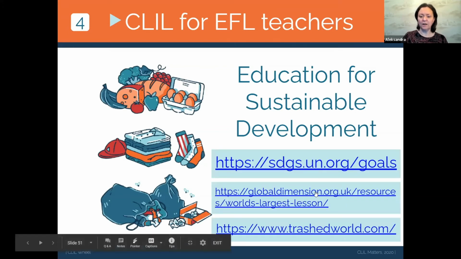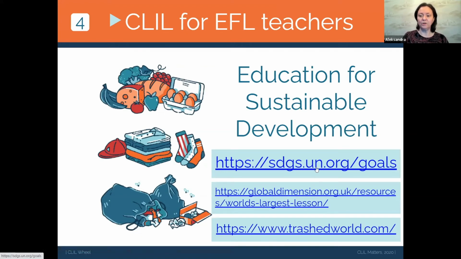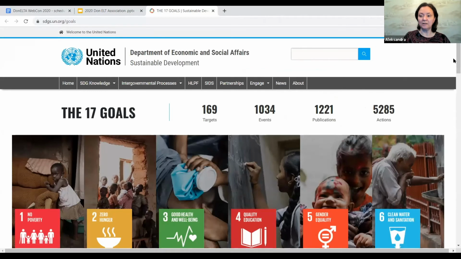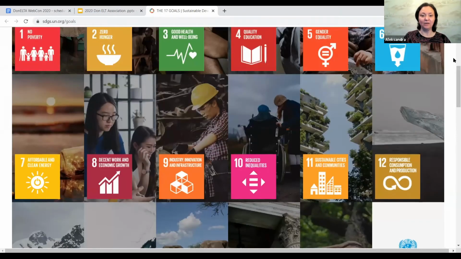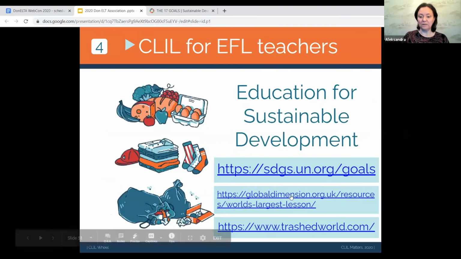And I've got here some links to websites where you can find ready material. For example, the first one is United Nations Sustainable Development Goals. And what you can find there is actually in English. There is all the information you need. You can send your students there, and you can also find their lesson plans. So that's one.